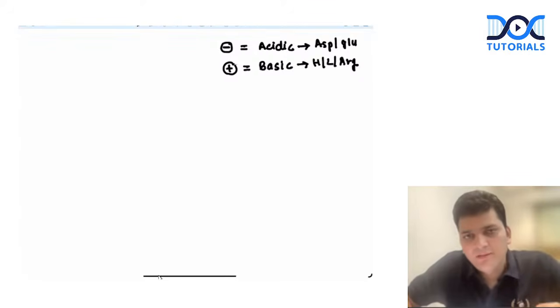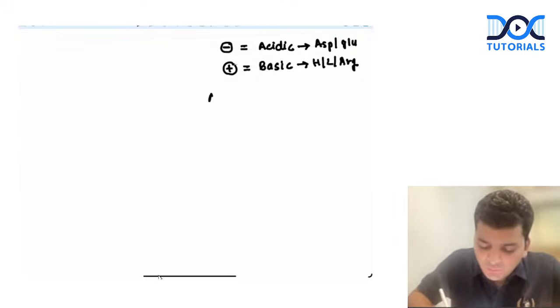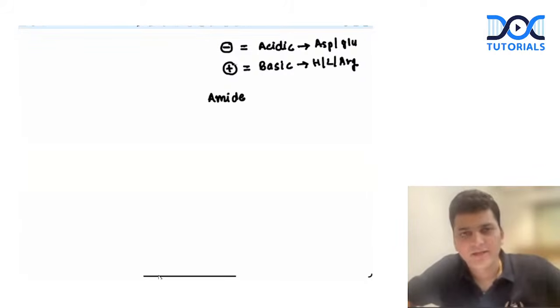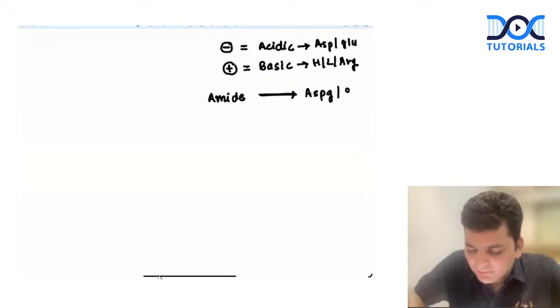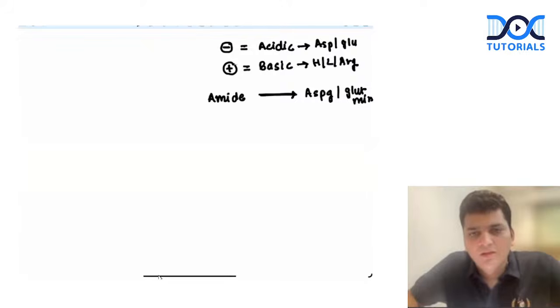Then there is one family which loves the acid, right? And what is the name of that molecule which loves the acid? The name of that molecule was amide. So I can say that wherever the amide goes, it means the acid is there. And if the acid is there, that is going to be water soluble. So the amide group containing amino acids are going to be water soluble. And what are the examples? They are going to be asparagine and glutamine.